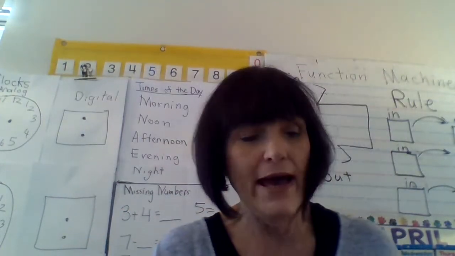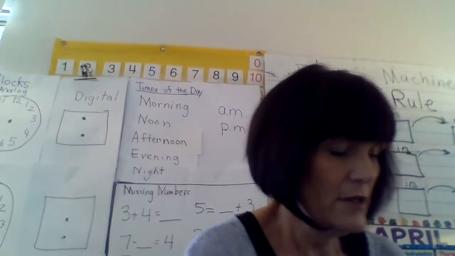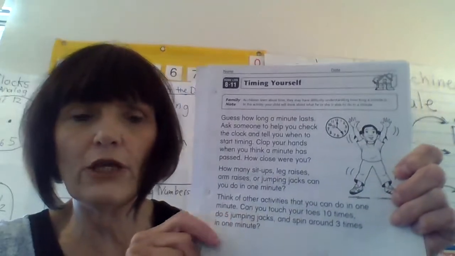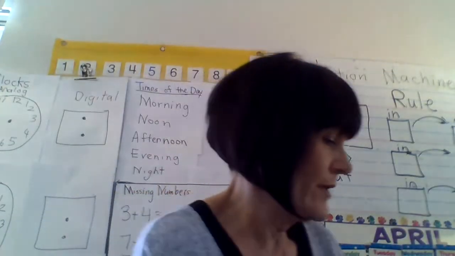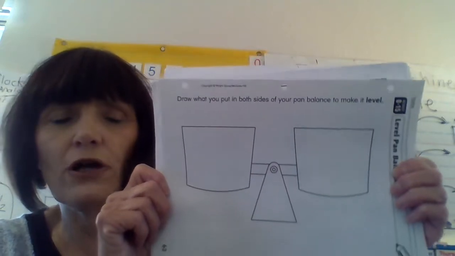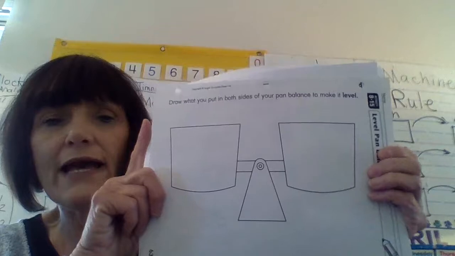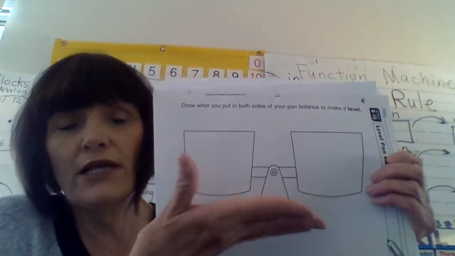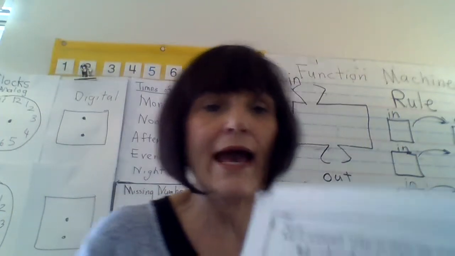Now let's talk about the papers that you have. You have a paper called Timing Yourself with some activities to do. I also sent home a picture of the rocker balance. Remember how we weigh things with that to see if we can make this level, both cups the same height? All right, we'll be doing things with that.